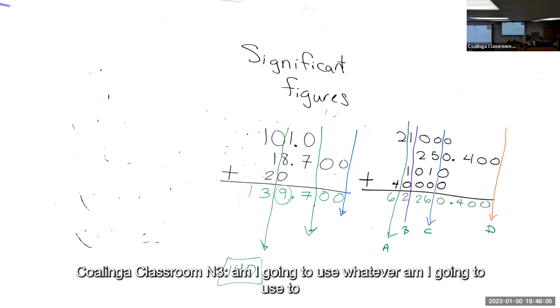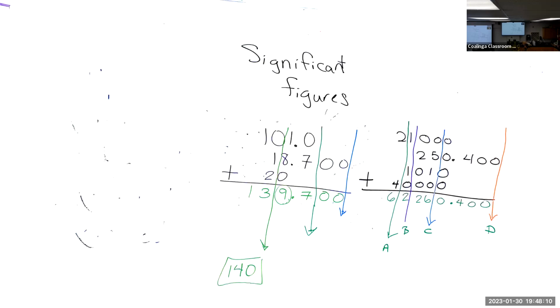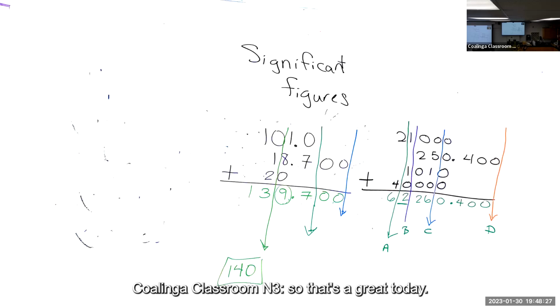So what number am I going to use to round? We're going to use the 2 right behind that. Okay. So is that 2 greater than 5? No. So my answer should be, is it going to be 62?